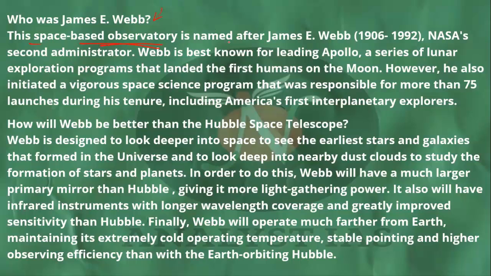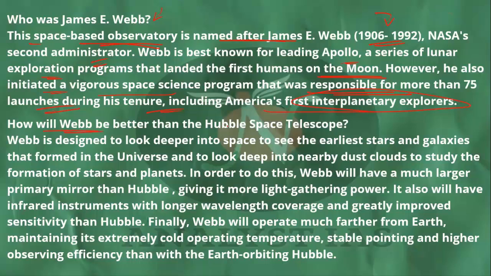This space-based observatory is named after James E. Webb. His lifetime has been 1906 to 1992. NASA's second administrator he was. Webb is best known for leading Apollo, a series of lunar exploration programs that landed the first humans to the moon. However, he also initiated a vigorous space science program that was responsible for more than 75 launches during his tenure, including America's first interplanetary explorers.